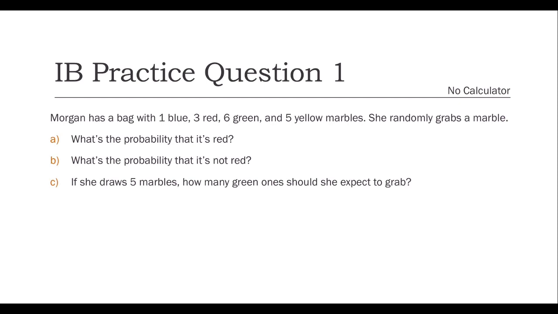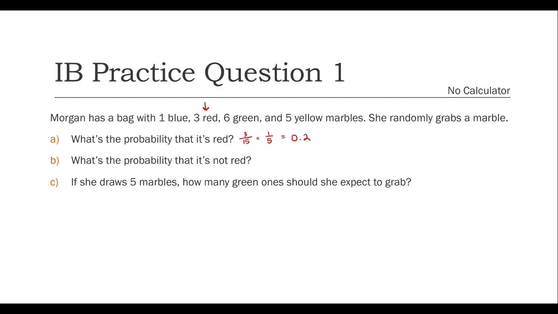So if we look at how many marbles we have, a total of 15 marbles. And up here it says there are 3 red. So it would be 3 out of 15, which simplifies to 1 out of 5. You can write your probability as a fraction, or you can write it as a decimal, which is 0.2.